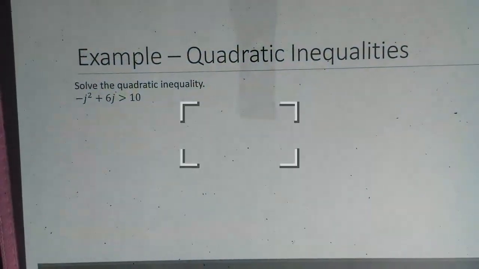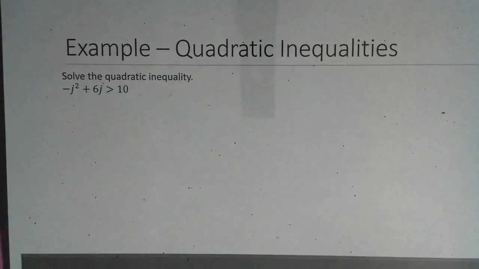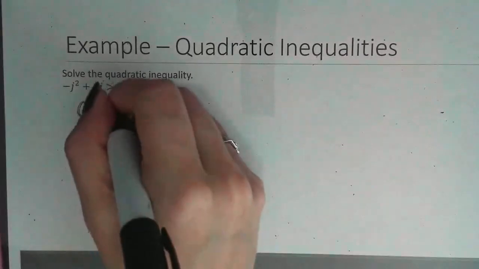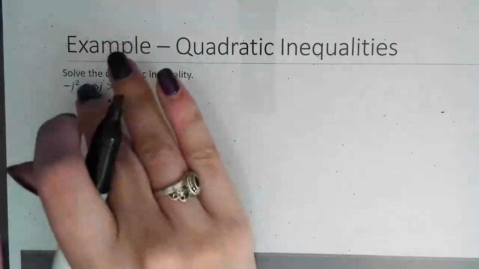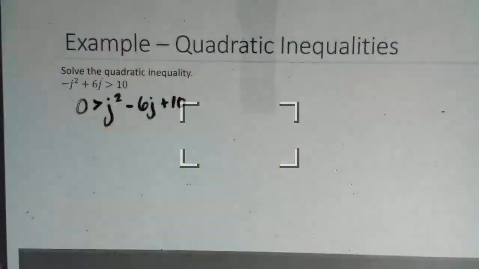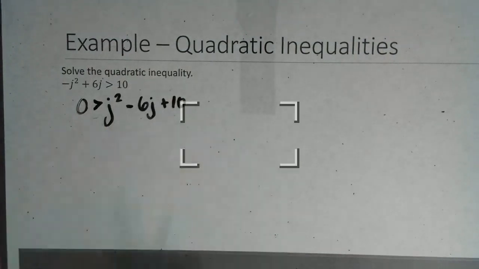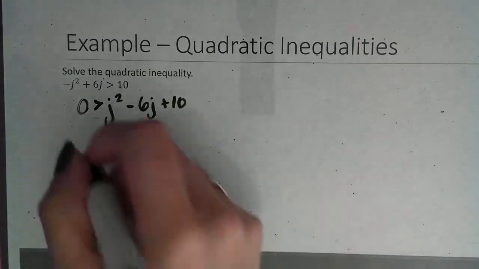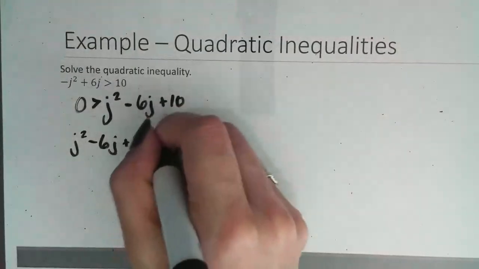For our last one, we're looking at negative j squared plus 6j is greater than 10. Like I said before, I like my squared terms being positive, so I'm going to move everything to the right. So 0 is equal to a positive j squared minus 6j plus 10. That is a greater than sign. But again, I really like my expressions to be on the left just because it makes me happy. I want my expression to be smaller than 0 this time. So I have j squared minus 6j plus 10 is less than 0.